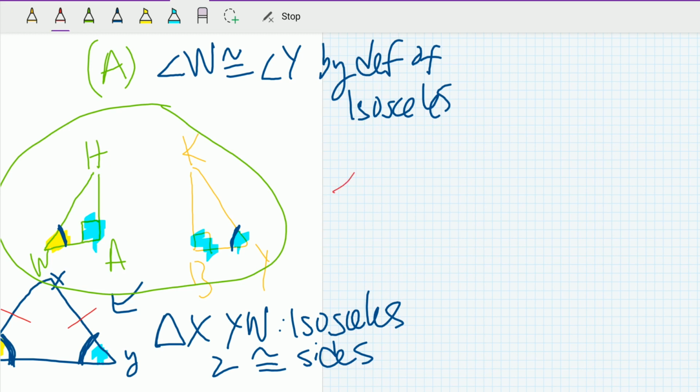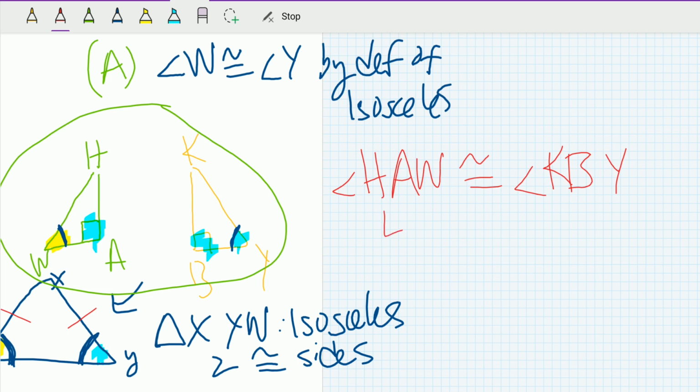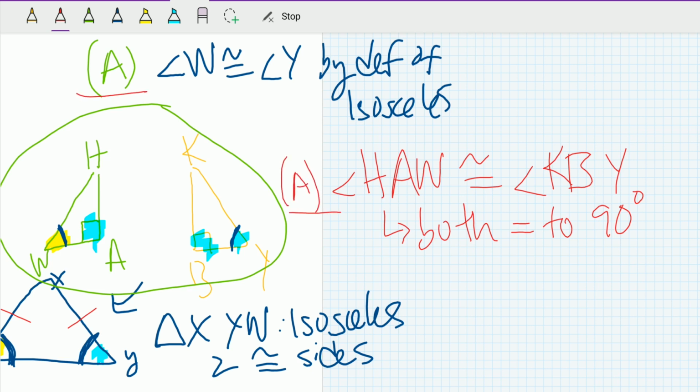I'm going to say angle HAW is congruent to angle KBY. And we can say a lot of things, right? They're both equal to 90 degrees or they're both right angles, right? So whatever you want, really. So both equal to 90 degrees. You can say right angle, whatever, okay? But the whole point is that this is also the A. So here we go. We have AA already.